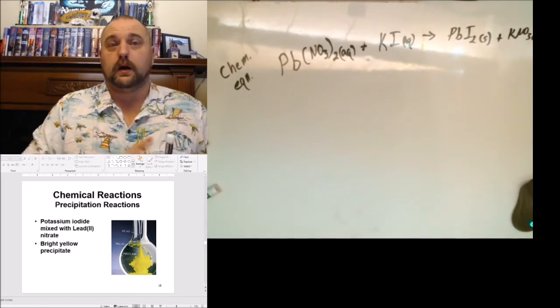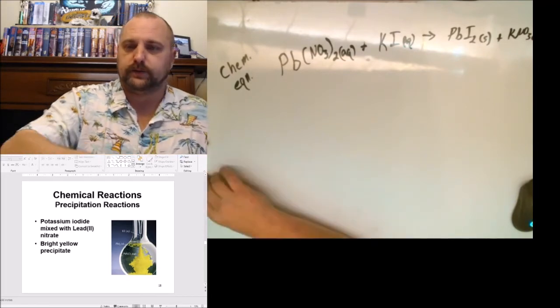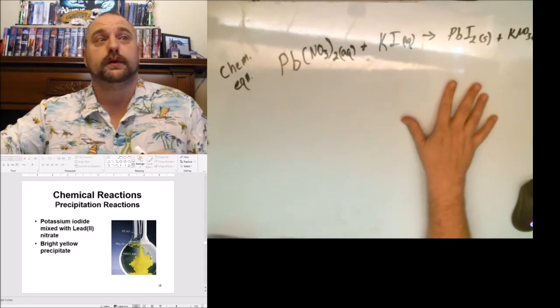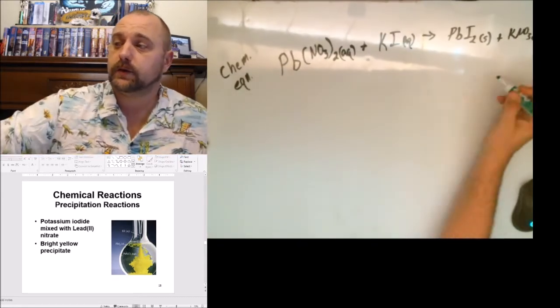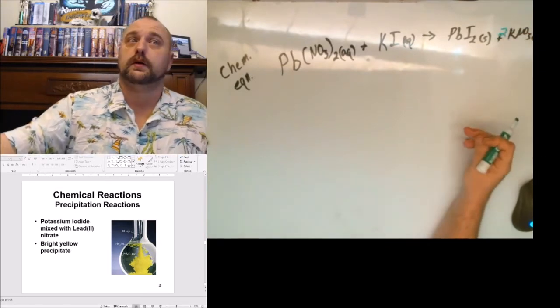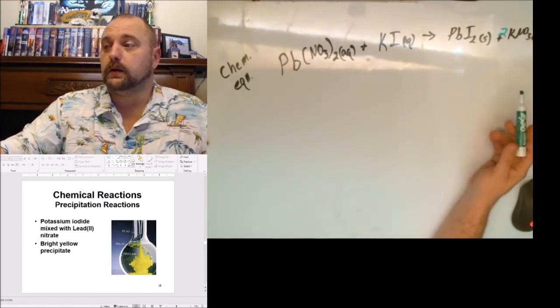Okay. So let's go ahead and balance it real quick. So I'm going to use my polyatomic ions. I've got 2 nitrates here, 1 on the other side. I'm going to go ahead and put 2 to get my 2 nitrates.